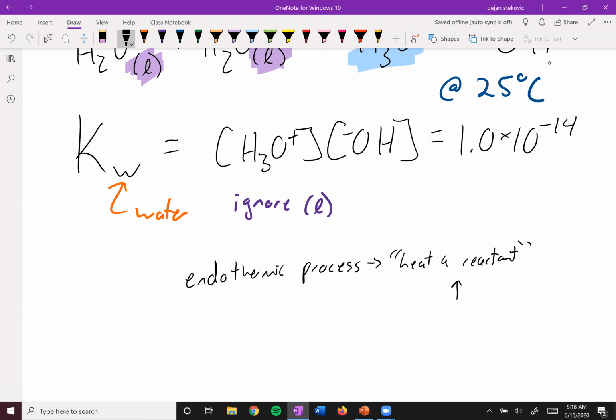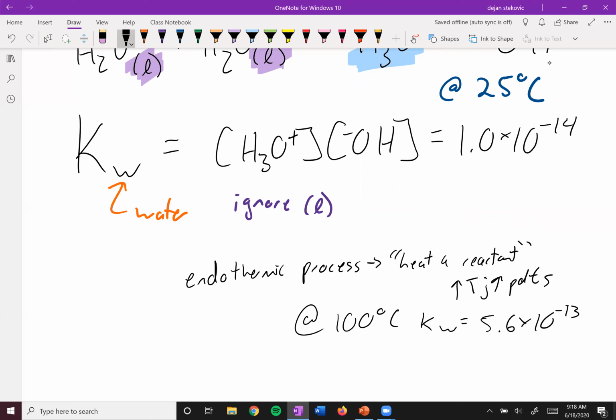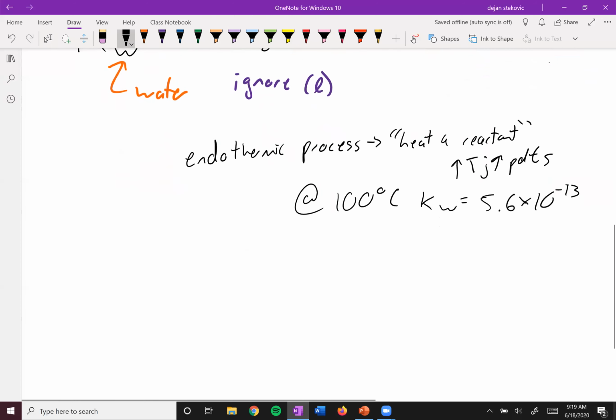So when we increase the temperature, we actually increase the amount of products. And since Kw is the products multiplied by each other, Kw is going to increase. For example, at 100 degrees Celsius, your Kw actually increases to 5.6 times 10 to the negative 13. However, you'll very rarely see anyone mention water's Kw as anything other than 1.0 times 10 to the negative 14, even though it does technically change.